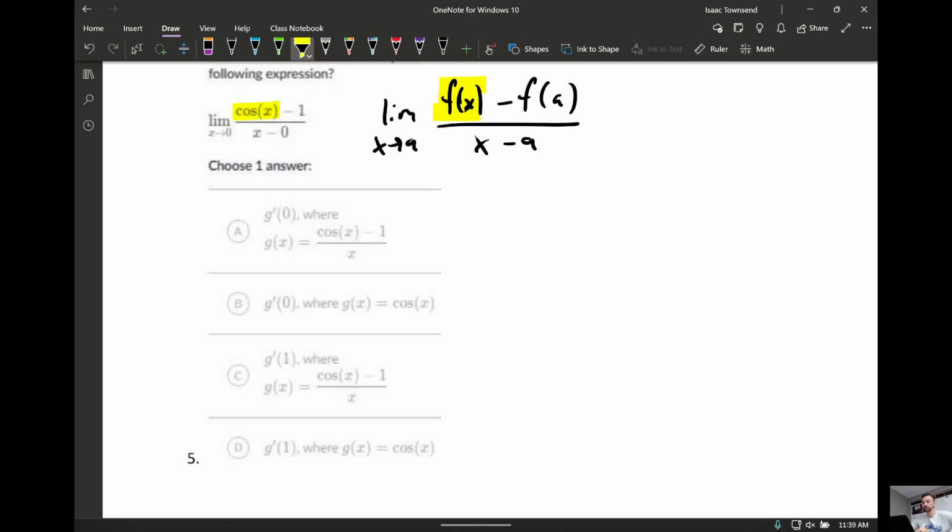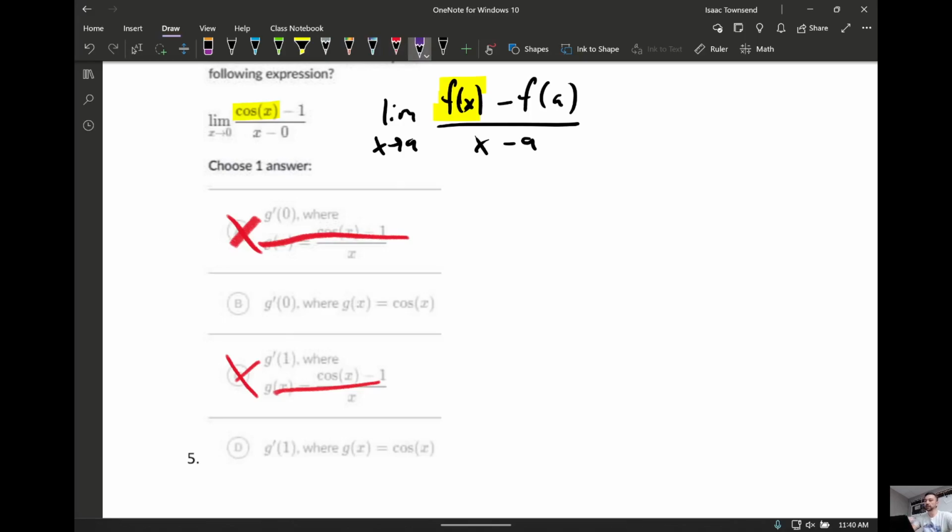And so that should throw off a couple choices. Which of our choices does not have cosine x as a... A and C. Right. A doesn't have that as a function, and C doesn't have that as a function. So just from that, you've already got it down to 50-50.